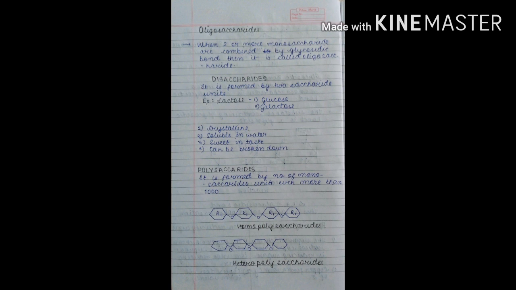Now, polysaccharide. A polysaccharide is formed by a number of monosaccharide units, even more than 1000. Polysaccharides are further divided into homosaccharides and heterosaccharides. Now, what are homosaccharides and heterosaccharides? If the basic unit, that is R1, is common in all the hexagonal shapes, then it is a homosaccharide. And if it is not the same basic unit, then it is a heterosaccharide.